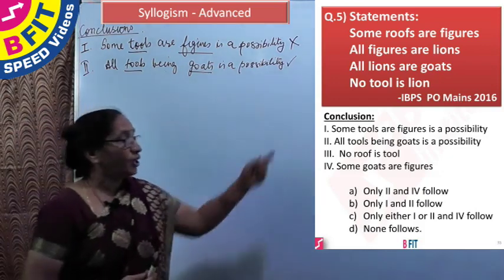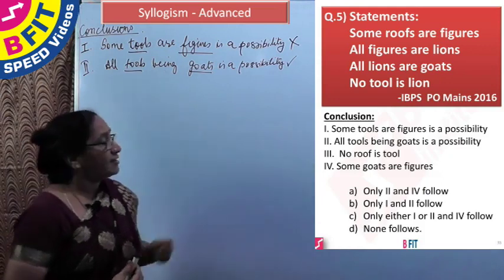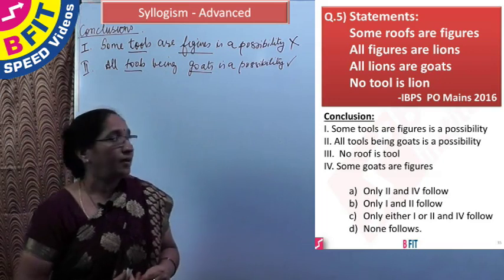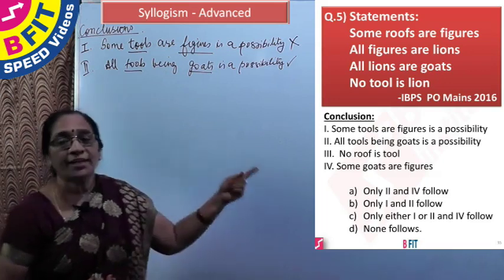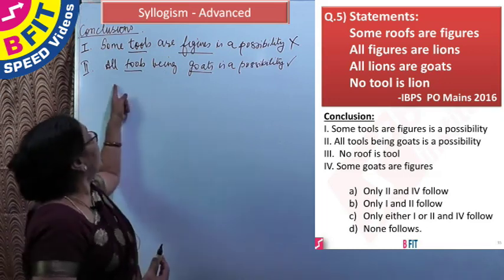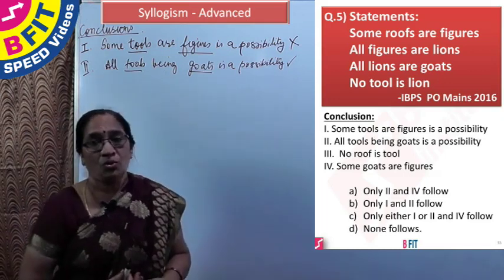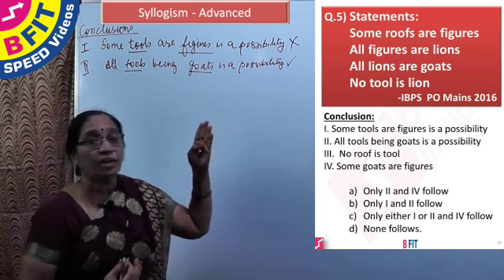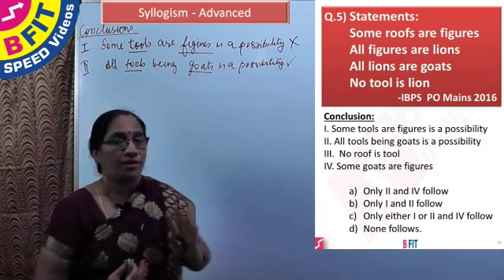Now let us look into the answer options. We see that the third conclusion is not at all given there, and moreover option D, none follows, will also be false because already conclusion 2 is true. So we are not going to waste our time in checking whether conclusion 3 is true or false.